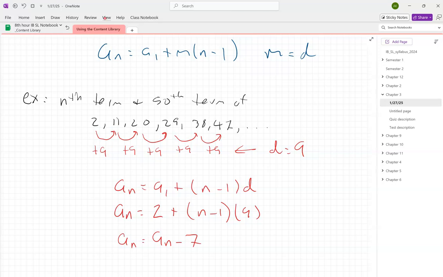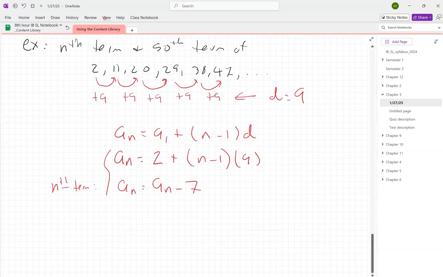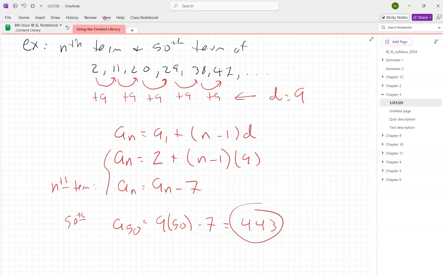So that's like my nth term here. And either of these two formulas technically would be fine. And then the 50th term would just be a sub 50. So 9 times 50 minus 7, which would be 443. What do you guys think on that?